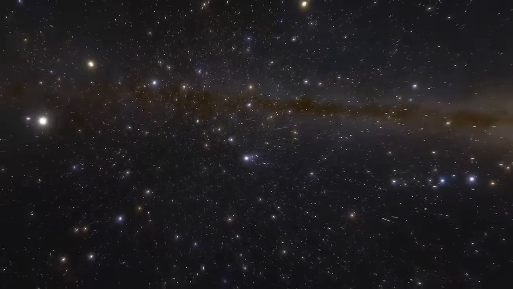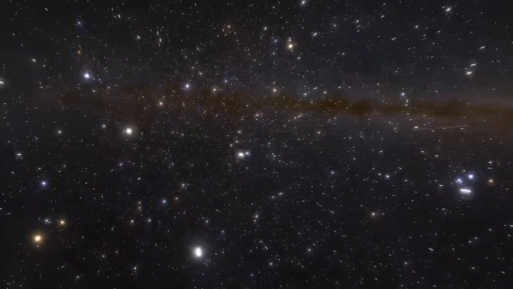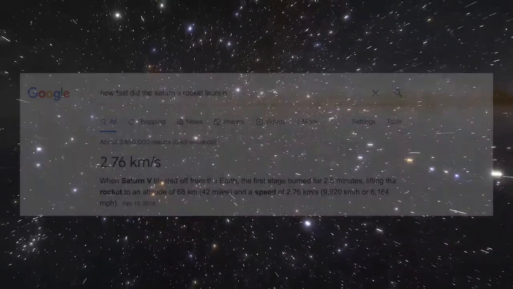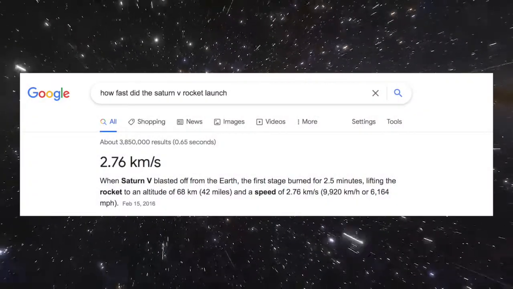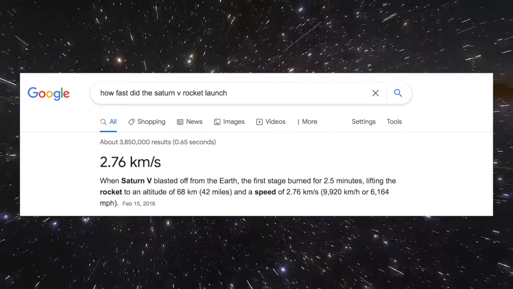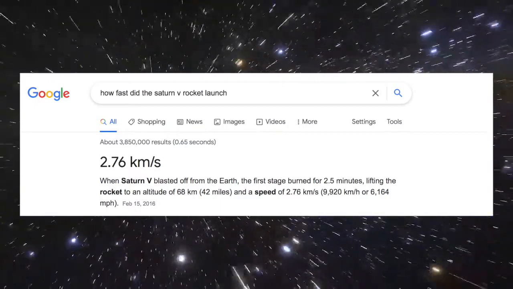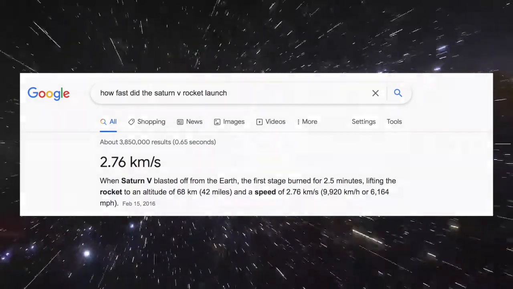Following my calculation, I researched the real-world data regarding the speed of the Saturn V rocket, and it turns out that when Saturn V blasted off from the Earth, the first stage burned for 2.5 minutes, lifting the rocket to an altitude of 42 miles and a speed of 1.714984 miles per second.